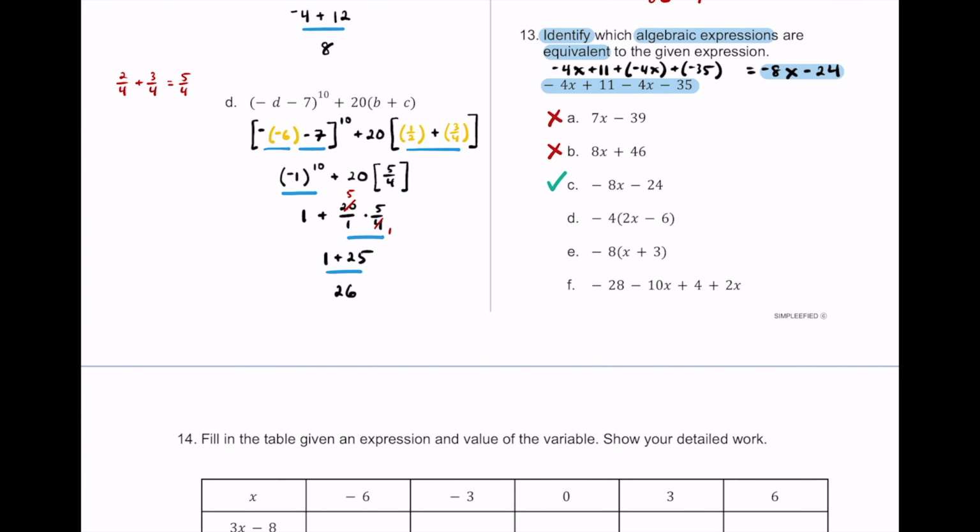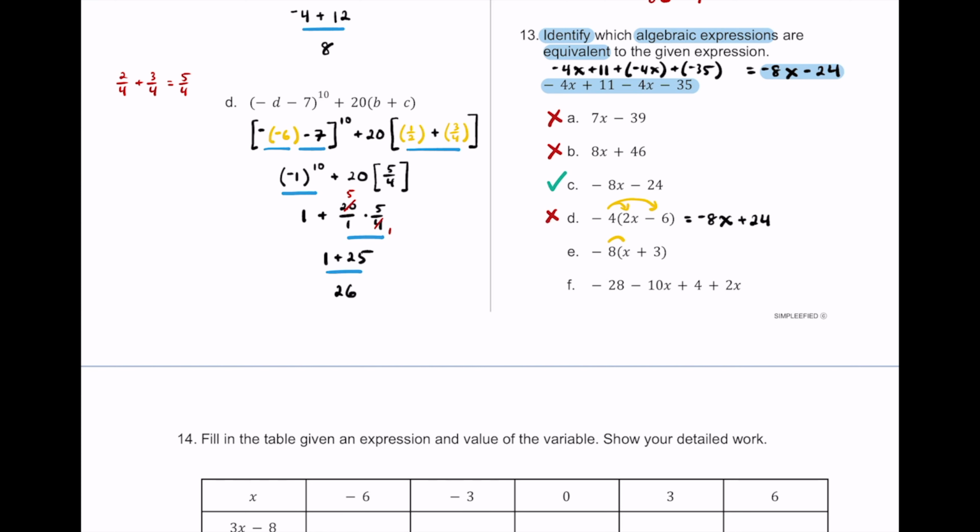For D, let's go ahead and rewrite this, so let's distribute to see what we get. If we have negative 4 multiplied by 2x, that's going to be a negative 8x. And then we have a negative 4 multiplied by a negative 6, so that's going to be a positive 24. So that's super close. We do like this negative 8x and negative 8x, that matches. This says positive 24 though, and this says negative 24, so that does not match.